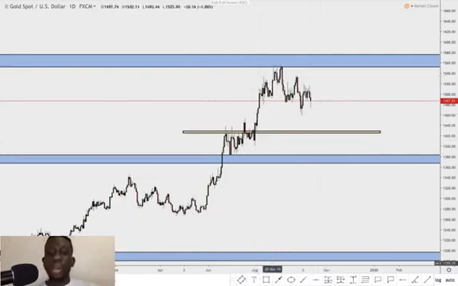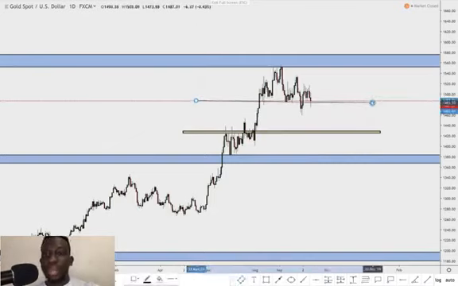Now I don't trade off of minor levels. All I do is plot them so that I'm aware that they are there, just in case the market is running into these levels. I know to be prepared.